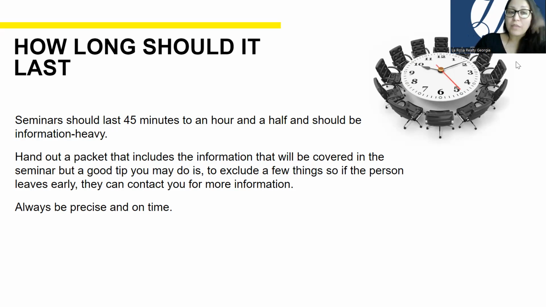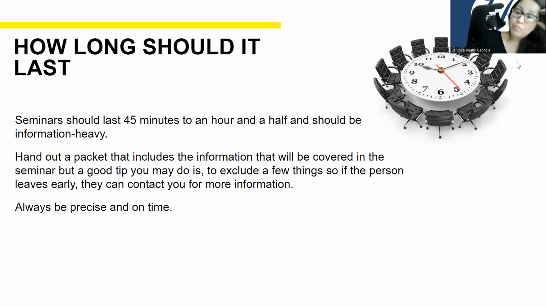In the beginning of your seminar, hand out a packet that includes the information that will be covered in the seminar. But a good tip is to exclude a few things, so if a person leaves early, they can contact you for more information. And you can also contact them to see if they have any more questions, as an excuse or a motive to give them a call afterwards. Always be precise and on time.